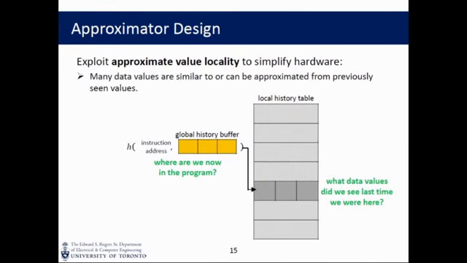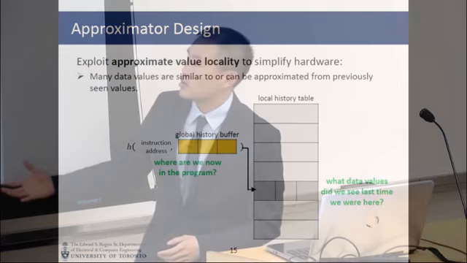This notion has been exploited before with prefetching and branch prediction, so that now you could simply use buffers of historical values. As long as you organize them in a way where you maintain a notion of context, like where we are now in the program, you can use that to go through the historical values and estimate what data values we saw the last time we were here in the program. And you can do this in order to perform an approximation.